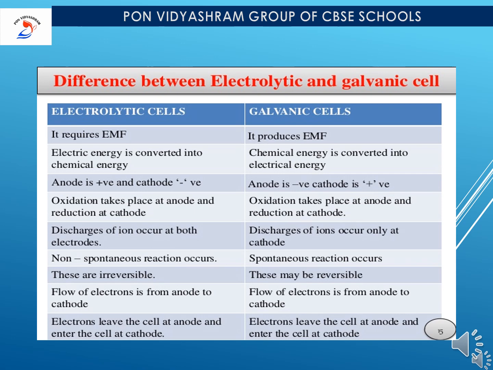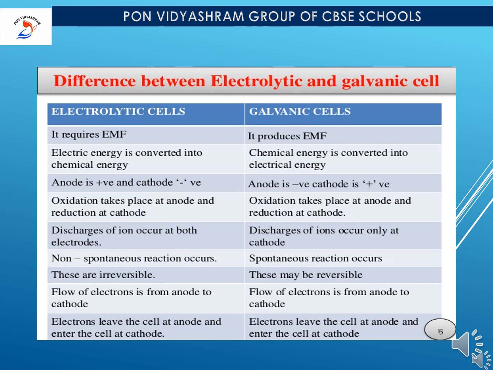Whereas in this, oxidation takes place at anode and reduction at cathode. But charges are different. I hope you remember. The next one is discharge. In the electrolytic cell, discharge of ion occurs at both electrodes. The same here, but it is not at both electrodes. It is only at cathode. Discharge of ion occurs only at cathode.